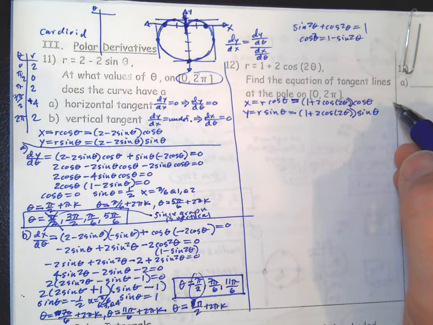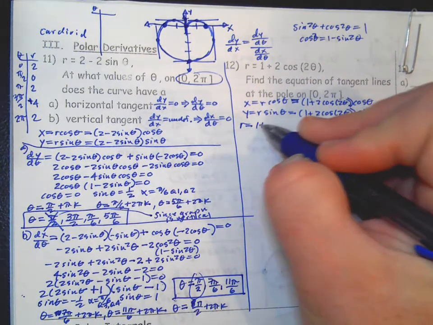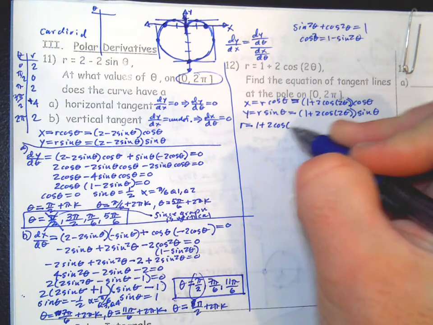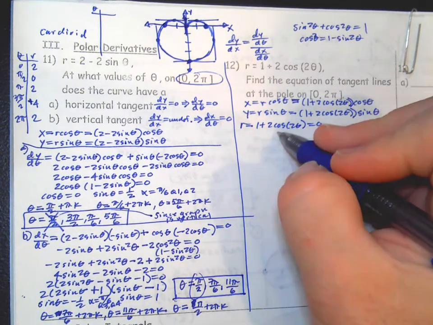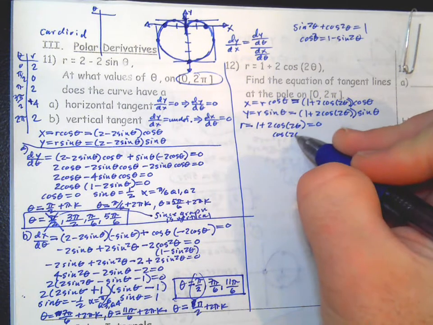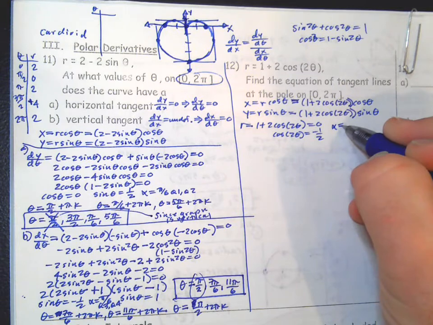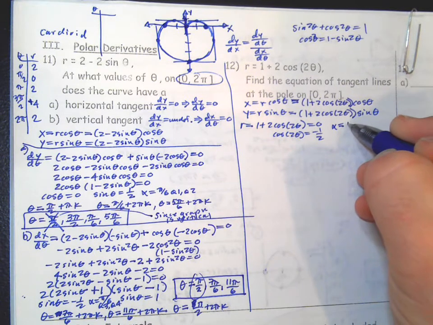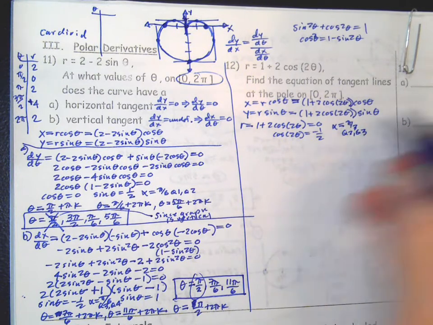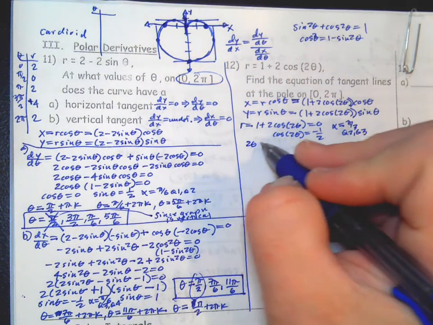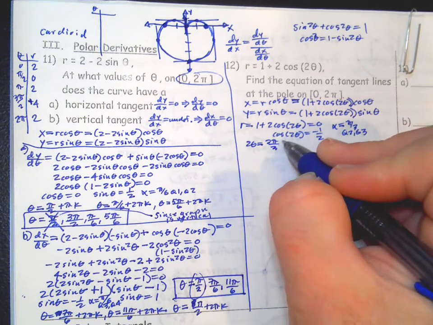So you've got to figure out, well, when is the radius 0? So that's got to be one of your first things to do. When is the radius 0? So yeah, okay, well, it's going to be cosine 2 theta equals negative 1/2. So alpha equals pi over 3, quadrants 2 and 3. So 2 theta equals, quadrant 2 would be 2 pi over 3 plus 2 pi k.